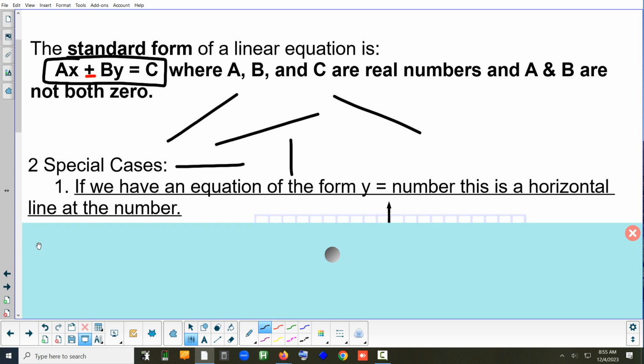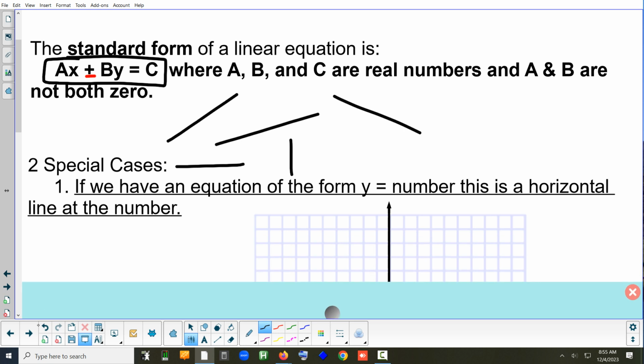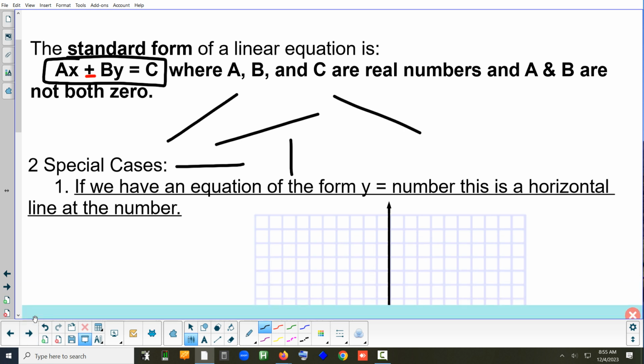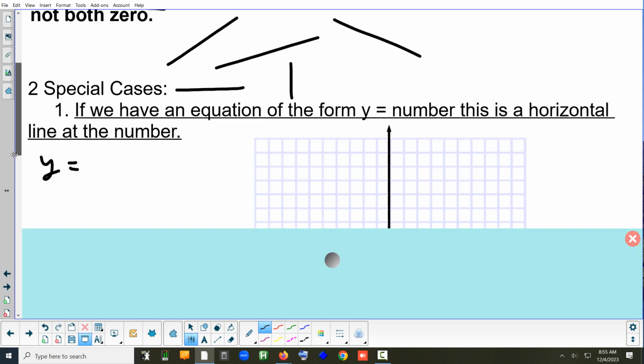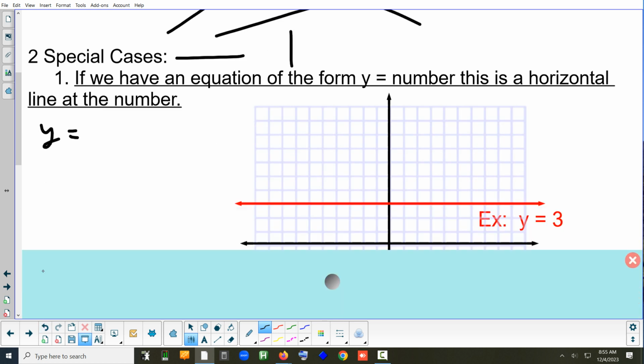So we're under special cases where there's a number 1. You want to write down that if you have an equation where it's y equals a number, like this, y equals 3, that is a special case. The way you can tell that it's a special case is one of the letters is missing. What are the 2 letters that are supposed to be in the problem?